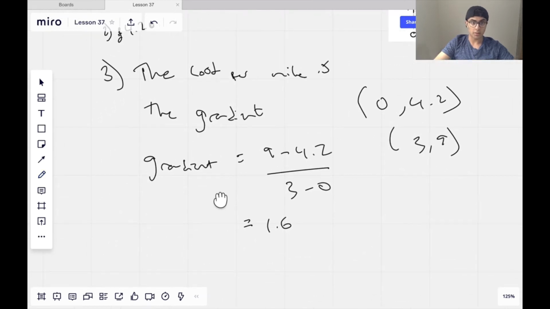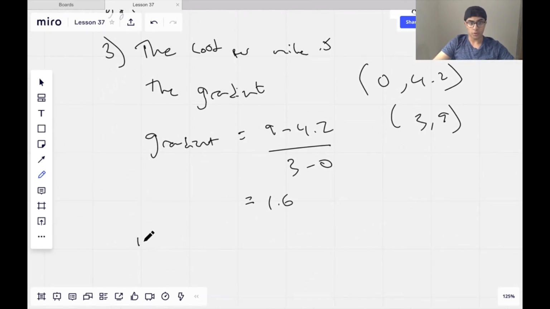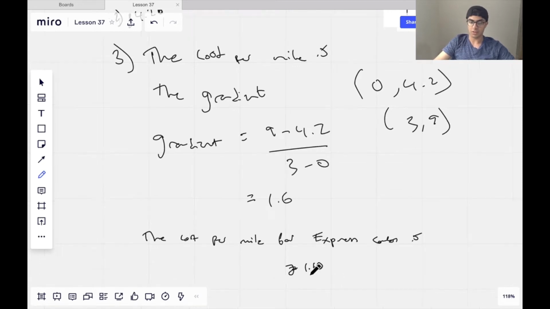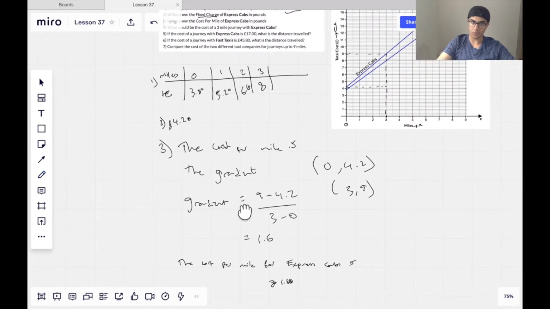So you can say, the cost per mile for express cabs is £1.60. And again, it's really important, whenever you do money, to give it to 2 decimal places, because that was something that I always messed up on. I always lost a half mark for it.